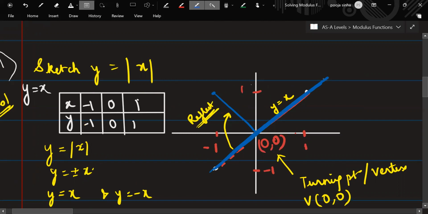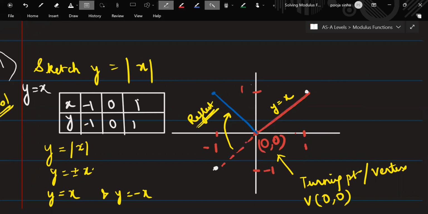Ye line ban gayi. When I plot it, for 0, 0 there is a point. For 1, 1 there is a point, and for -1, -1 there is a point, and we will connect all 3 dots. So we will only reflect the negative part. We have to bring it up.